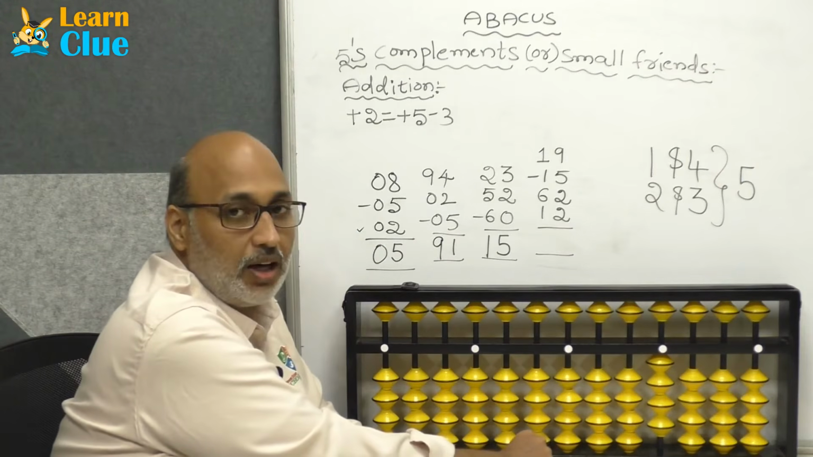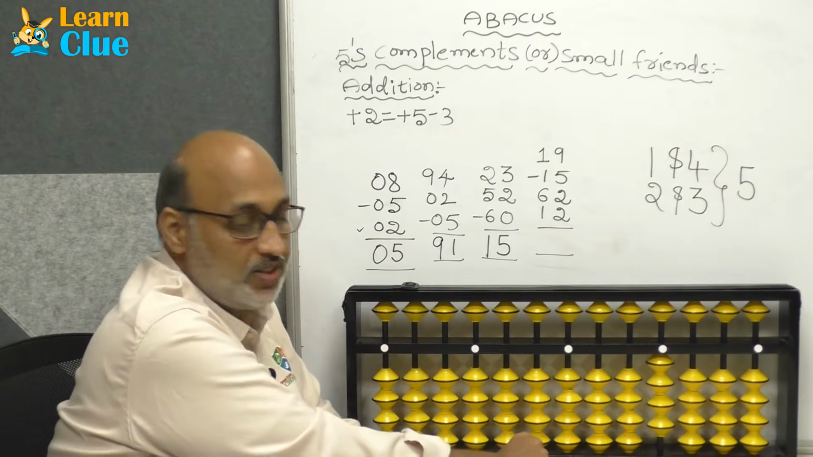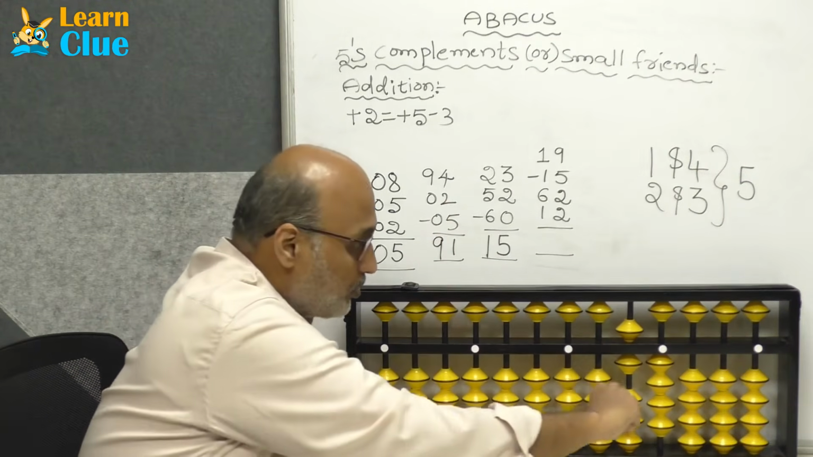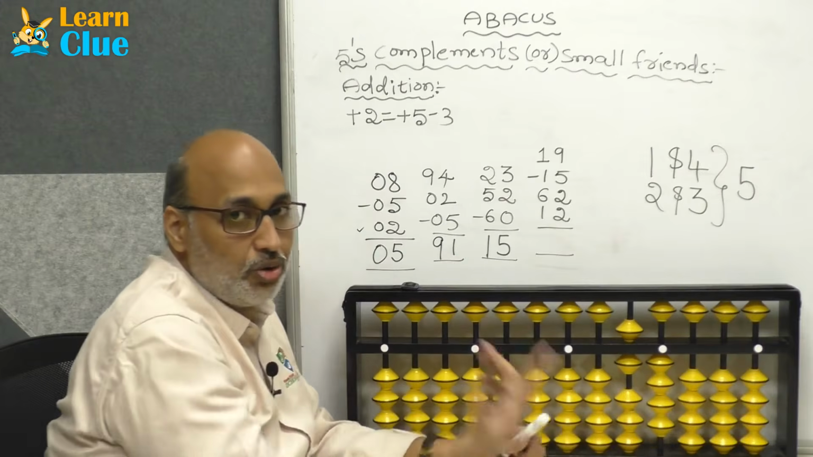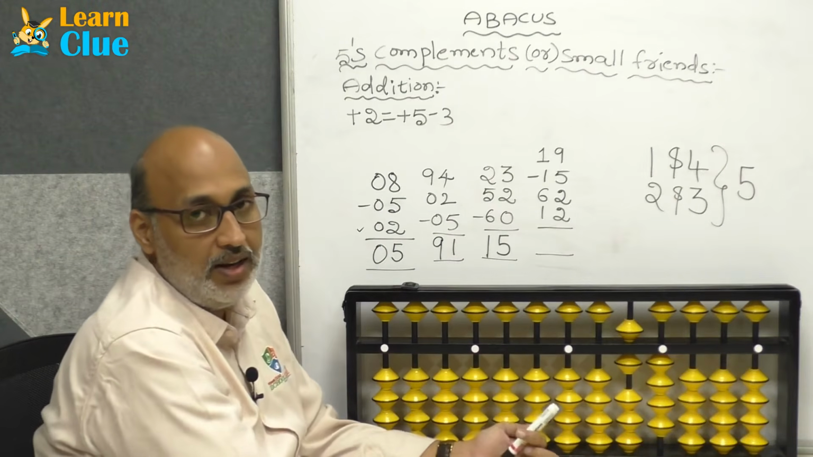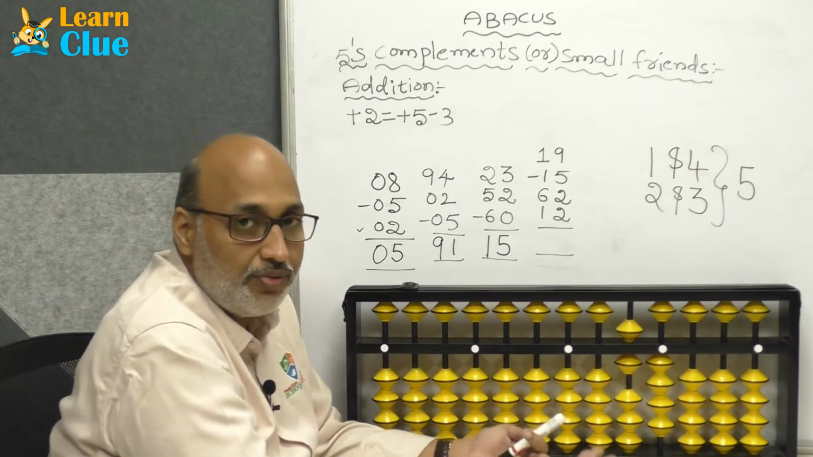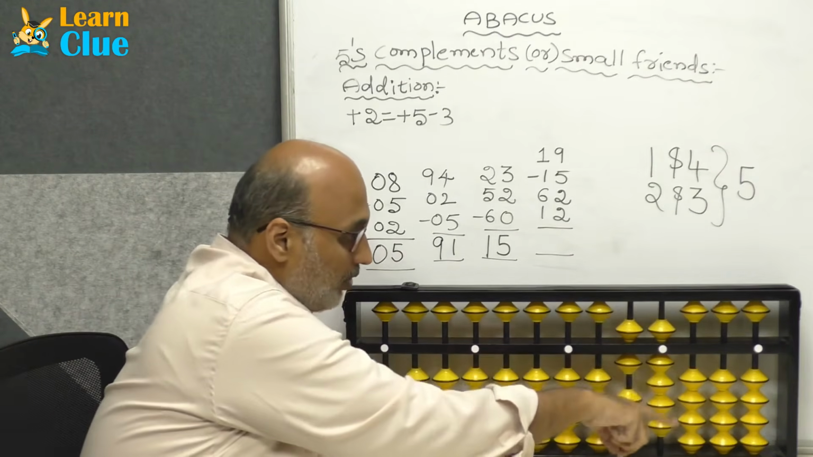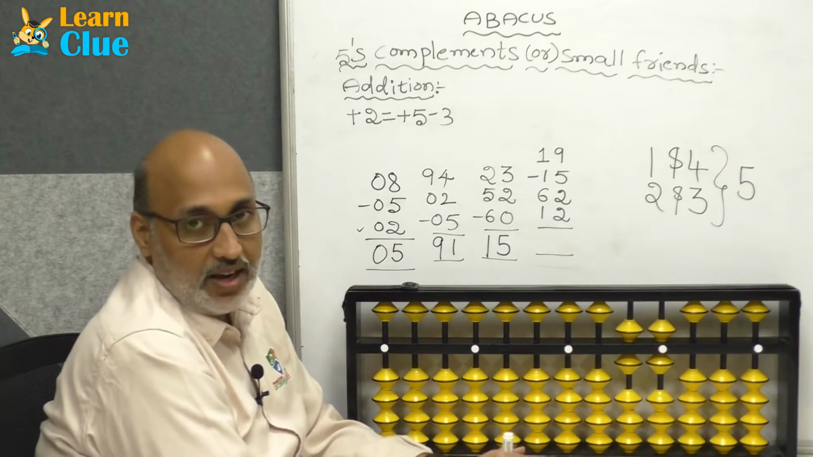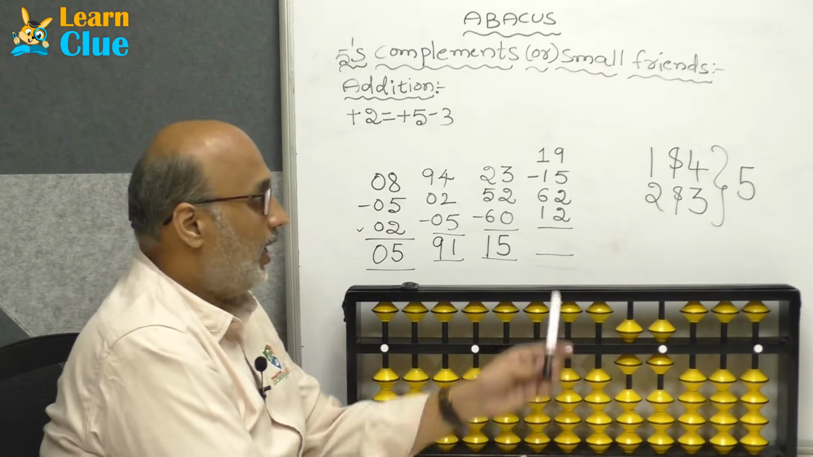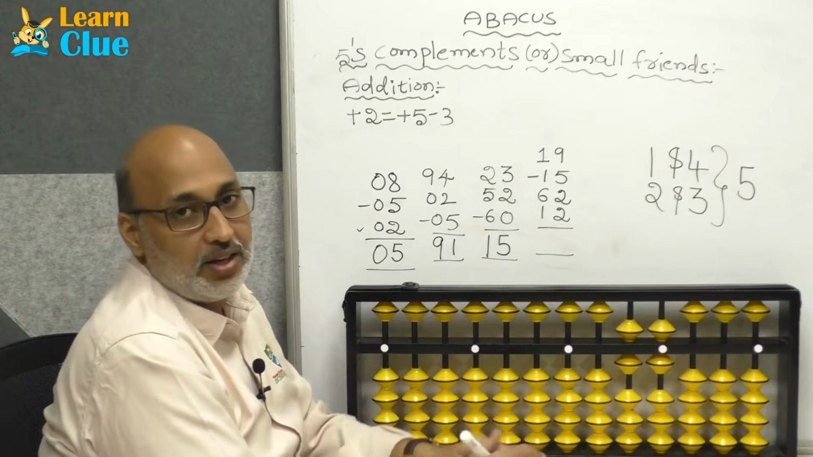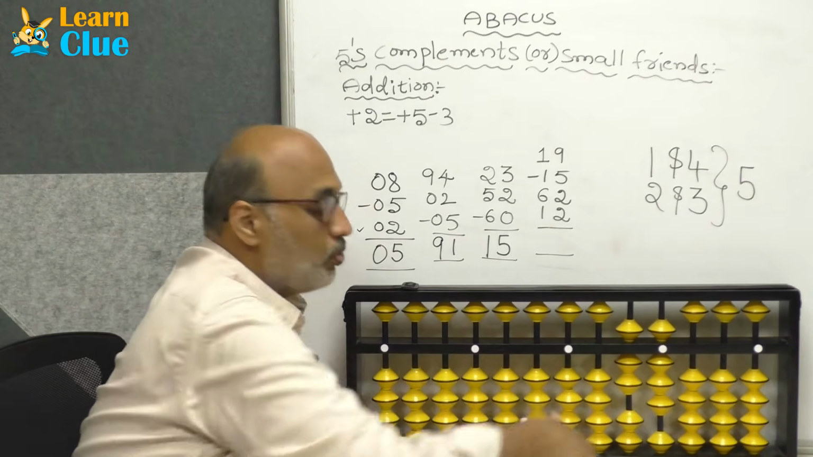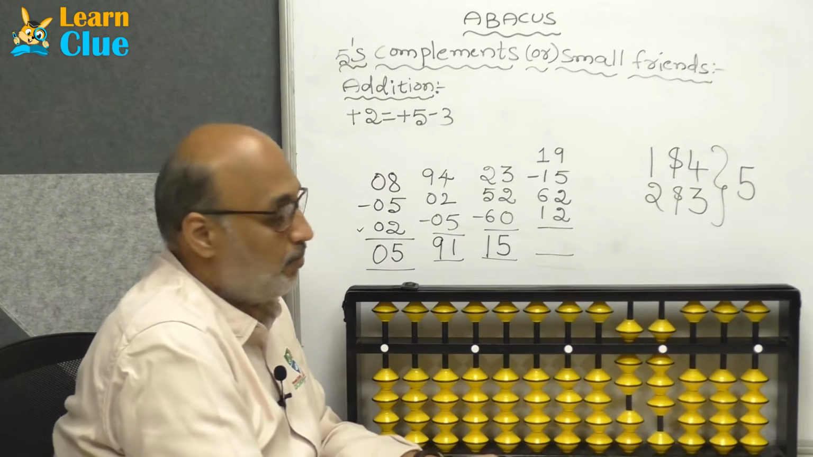Now they are also asking 62. Add 62: plus 60 plus 2. Do we have 2 beads here? No. We are facing a problem again in addition of 2. Who is the friend of 2? 3. Isn't it? So plus 5 minus 3. And again they are asking plus 12: plus 10 plus 2. So we completed the problem.